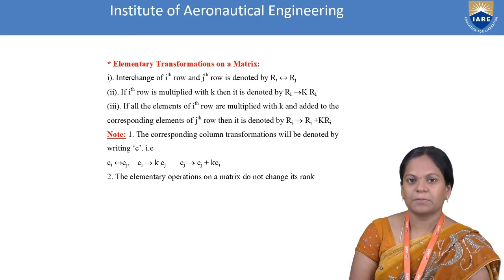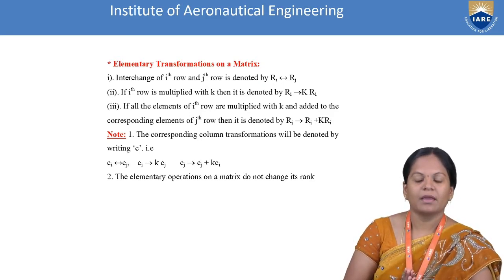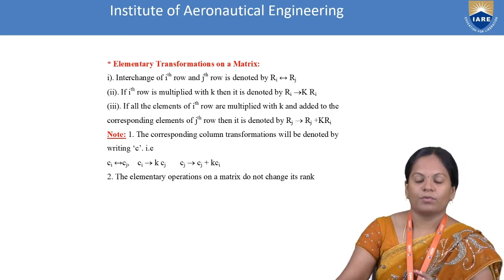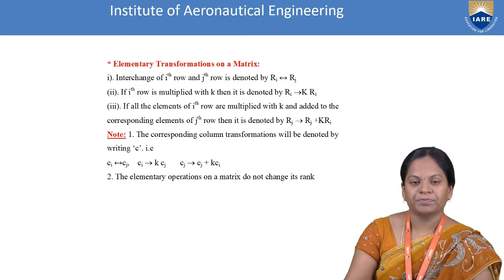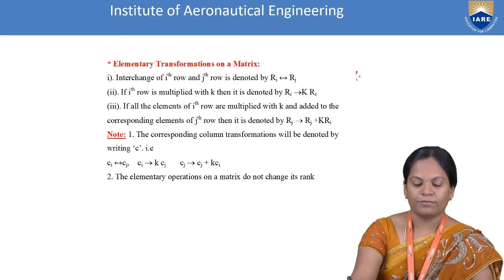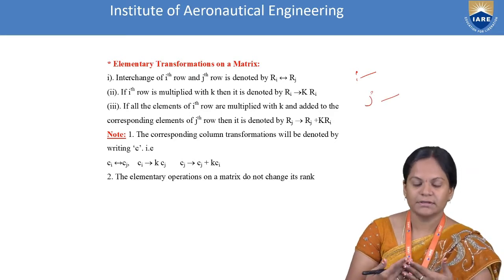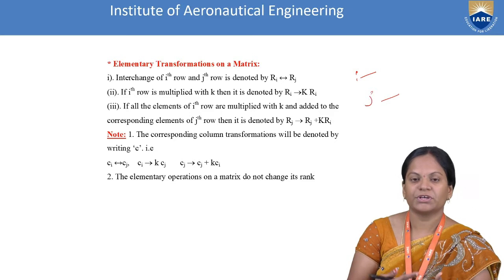The first type is interchanging of the ith row and the jth row, and it is denoted by Ri interchange with Rj. What are these i and j? i is any row and j is another row. If I want to interchange the first row and second row, we have to interchange each and every element in that row.